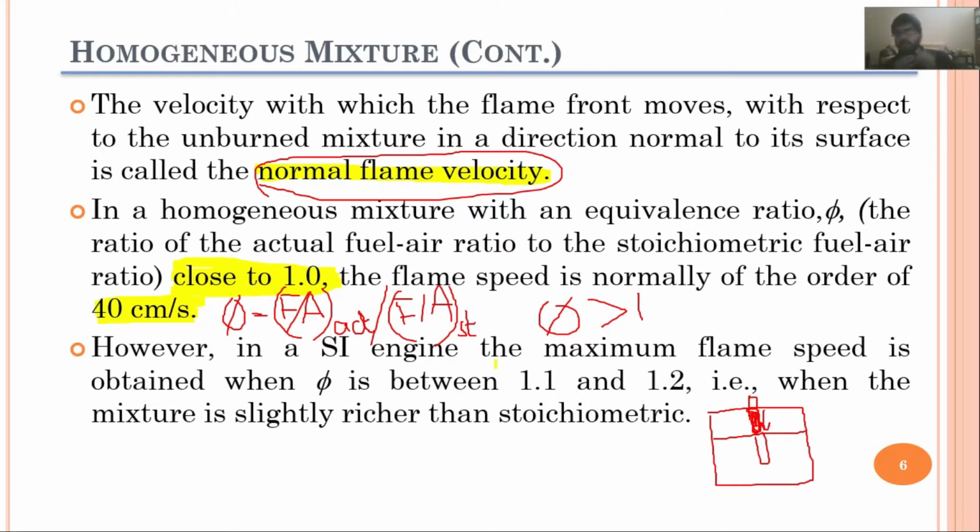However, in the SI engines, the maximum flame speed occurs when the equivalence ratio is in between 1.1 to 1.2. So this is the range where we can have the maximum flame speed, and the flame will rapidly propagate throughout the combustion chamber. So we can conclude by saying that when we have a slightly richer air fuel mixture, we can have the maximum flame speeds.